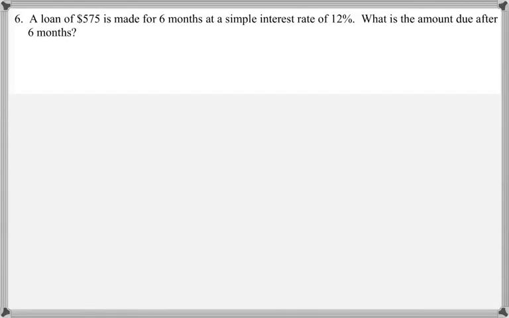Number 6 says a loan of $575 is made for 6 months at a simple interest rate of 12%. What is the amount due after 6 months? So they're asking for the amount due after 6 months, which is the future value of the account. So they are looking for A. So we will be using the A formula.